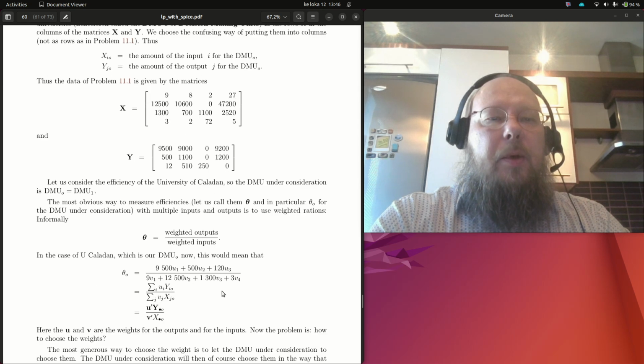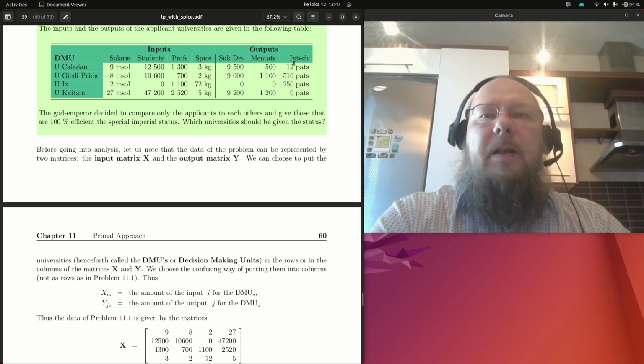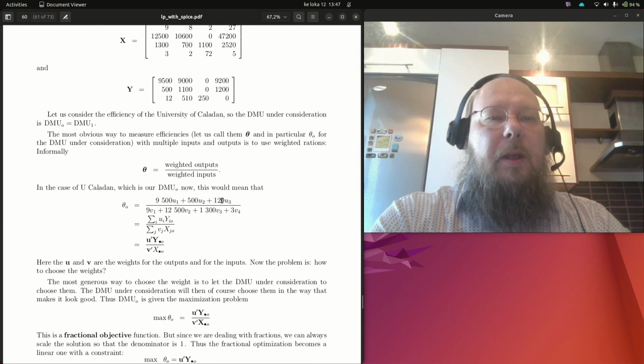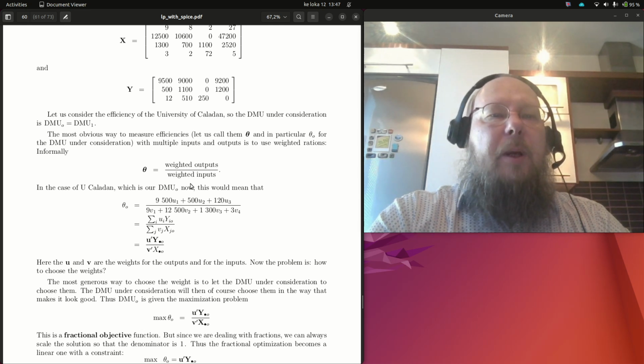There is a typo, either this 12 or this is a typo. Let me check. 12 patents. So PATS means patents, so this many X-Tech patents. So that's a typo, this 120 here. That should be 12. And then we have to divide it by the weighted inputs.